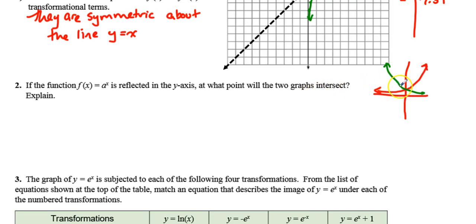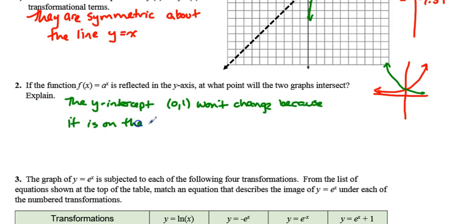And the point of intersection is right here at 0, 1. Right? There's a couple ways we could say it. When you reflect, 0, 1 is a point on the graph, and the only point that's not going to change is the point that is on the y-axis. Okay, so that y-intercept 0, 1 is not going to change. All right, that's going to be the point on the graph, because when you reflect a point that's on the line over the line, it stays on the line.